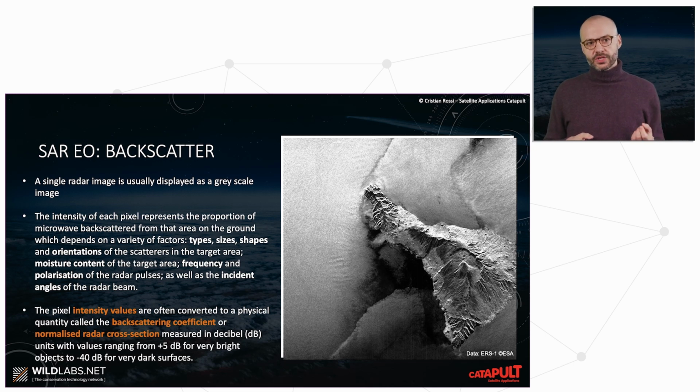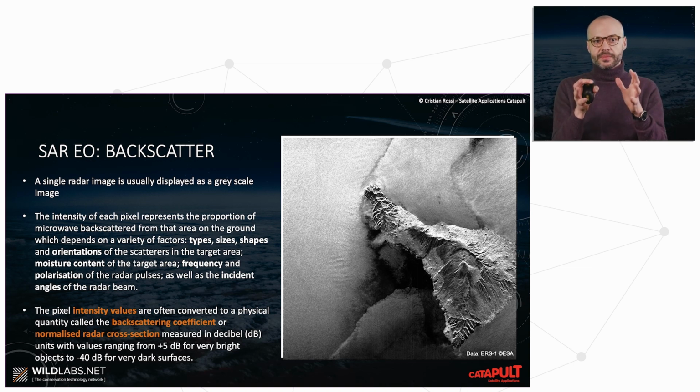The main information coming out of SAR remote sensing is called backscatter. This is different from the radiance and the reflectance that we described before, and it comes from this concept of energy transmission and reception.